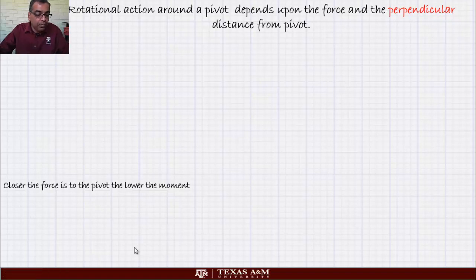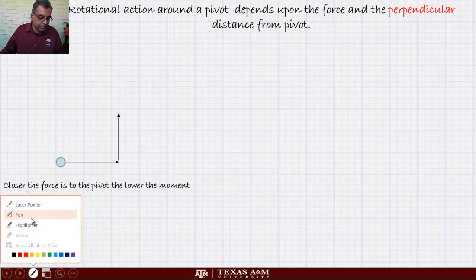So the main point which I want to talk to you about is that the rotational action around a pivot depends not only upon how much force you are applying, but on the perpendicular distance from the pivot. So let us see what I mean. Here is the pivot. Here is where I am applying the force. Can you see that line? That's where I am applying the force.